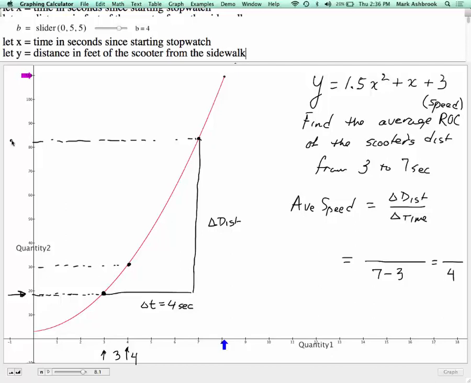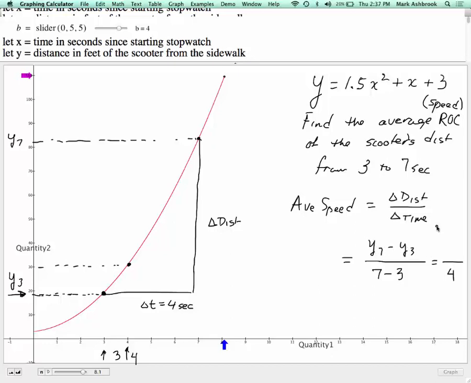We need to get the y value at 7 seconds and the y value at 3 seconds first. And how do we calculate the change in a quantity? Final minus initial. So we're going to take y7 minus y3. What's that?